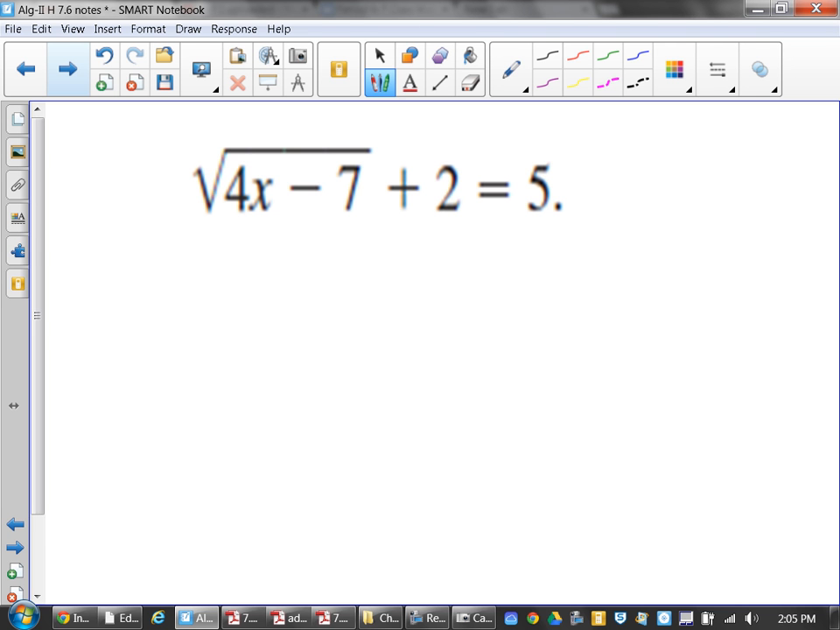So here, what do you have to do first before you do anything? Subtract 2. Now you square. That's 7. And hopefully you'll recognize you're going to get 4. All right. Check it. Again, 4 times 4 is 16 minus 7? 9. Square root of 9? 3. Plus 2? It's 5. Did it work? Yes.